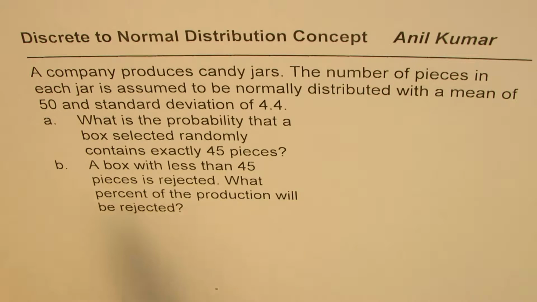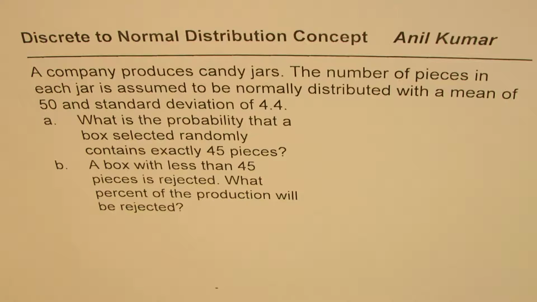The question here is, a company produces candy jars. The number of pieces in each jar is assumed to be normally distributed with a mean of 50 and standard deviation of 4.4. What is the probability that a box selected randomly contains exactly 45 pieces? Part B is, a box with less than 45 pieces is rejected. What percent of the production will be rejected? And that's a very interesting question.